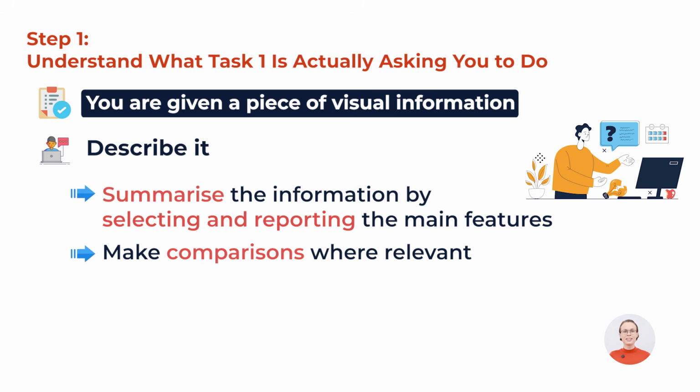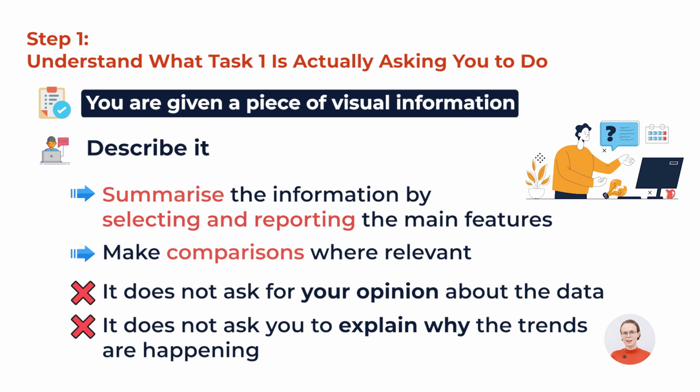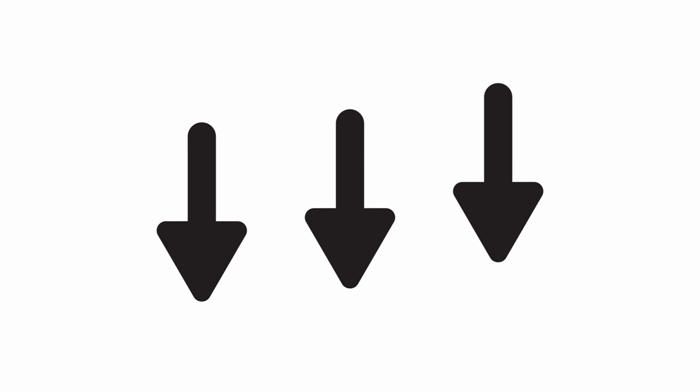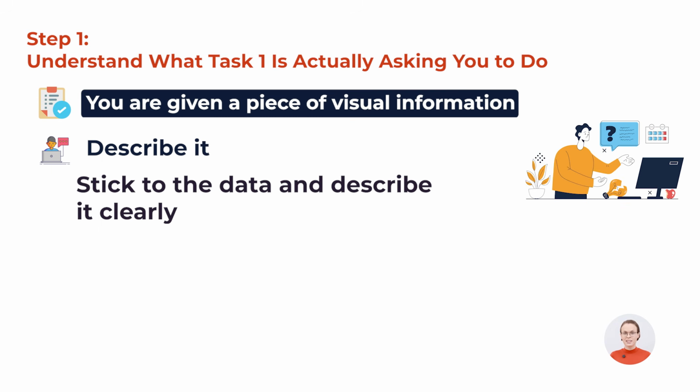Notice what the task says: summarize, select, and compare. It does not ask for your opinion about the data. It does not ask you to explain why the trends are happening. Your job is to describe what you see in an organized, accurate, and clear way. Many candidates add their own interpretations or guess at reasons for the trends. Doing this can hurt your score. Stick to the data and describe it clearly. That is the core of the task.